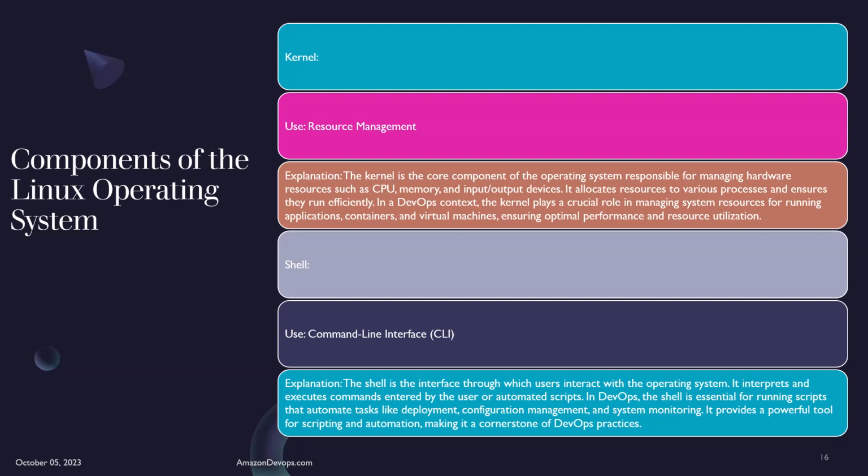In DevOps, the kernel is going to be very crucial to us because it's going to be managing the resources that we need to run applications, containers, and even the virtual machines, which we are going to create when we get to the concept of virtualization. And that's very important, especially when we focus on optimal performance and resource utilization, and also the cost that is associated with running our systems.